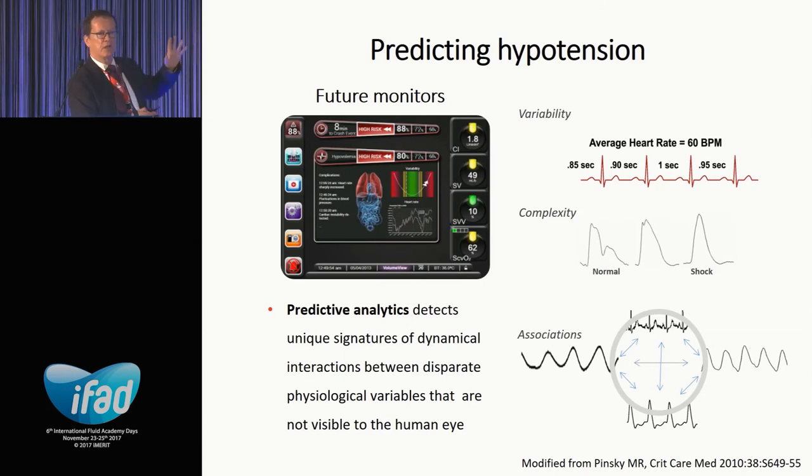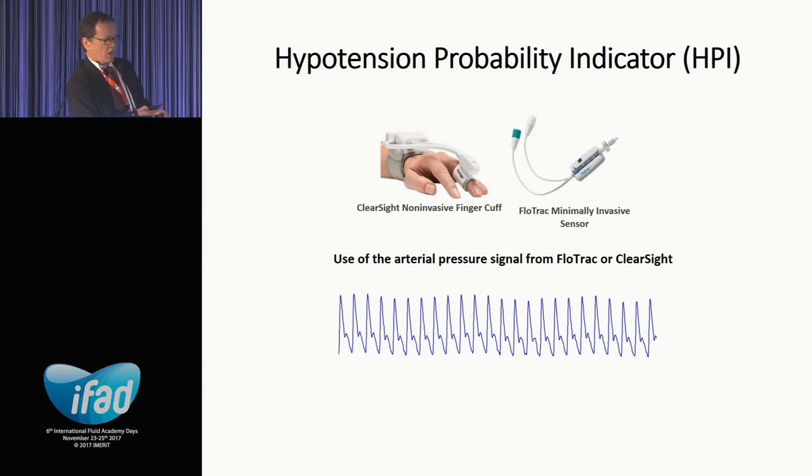So you need some machine techniques to help you with this. How it actually works is like this. You look at the arterial pressure waveform signal, which you can derive either from the arterial line using a FloTrac, or even non-invasively by using a finger cuff. And then you take this pressure signal and predict the hypotension from it.